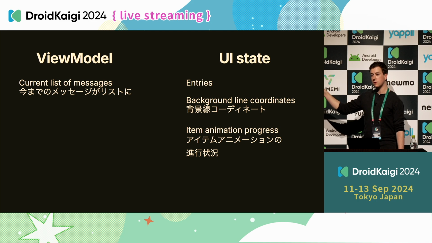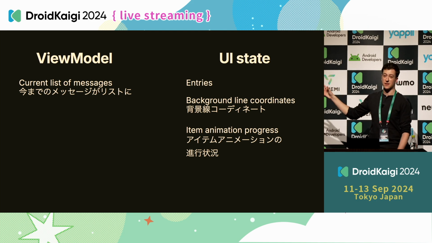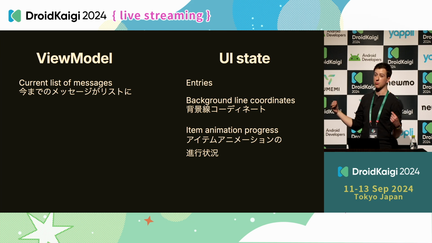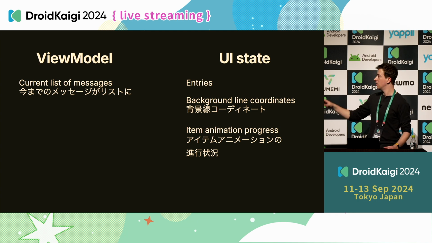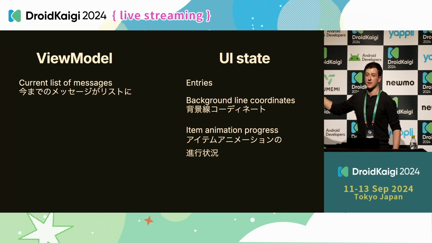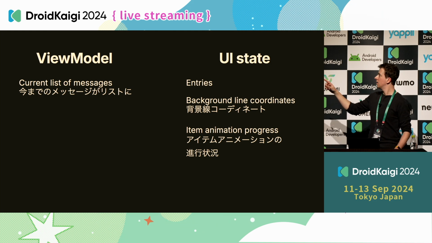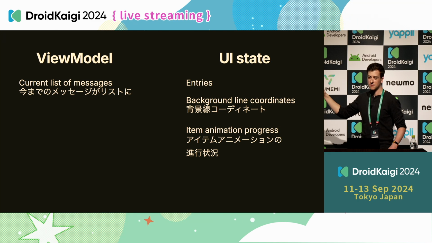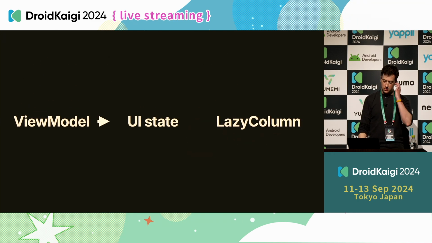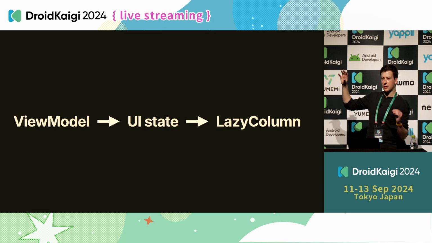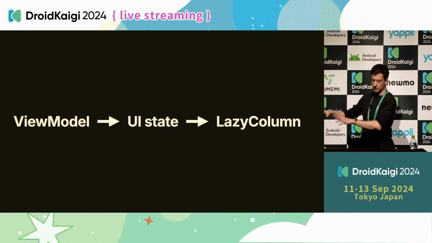The view model is really good for storing the current list of messages. You can think of this as the business logic, essentially. We want to put these entries inside of UI state because they contain pixel information. The view model has no business knowing anything about that. It also means it's a great place to store things like item animation progress. So you want to think about the flow of data through our application. We're going to go from view model to UI state and then into LazyColumn.